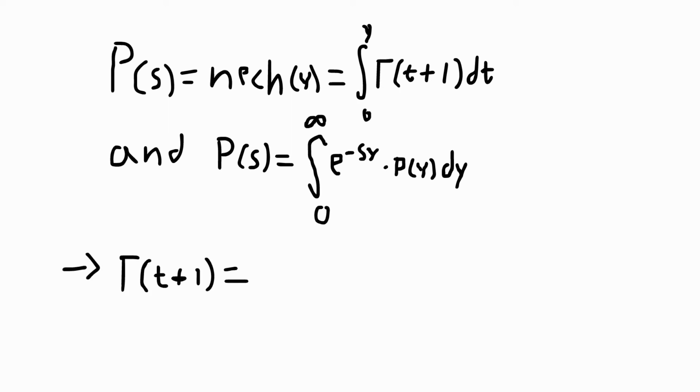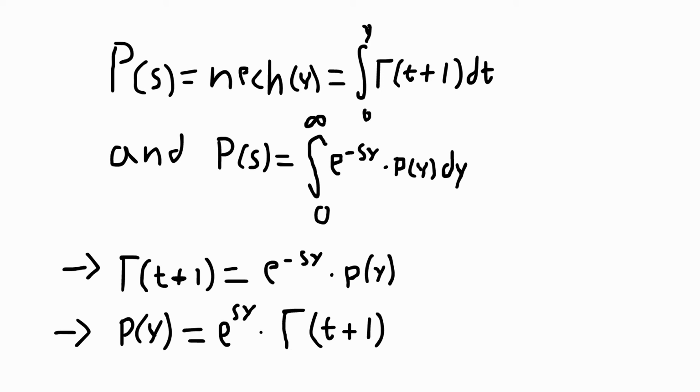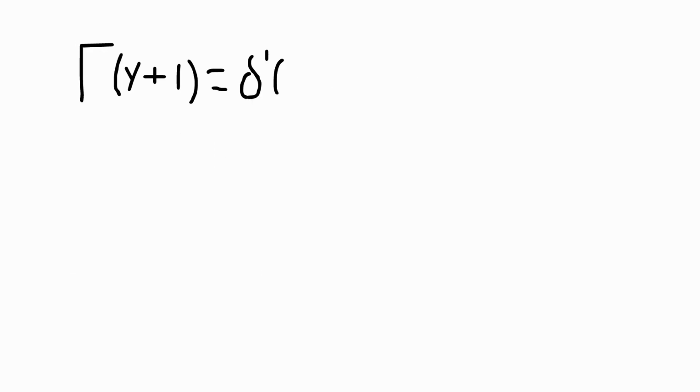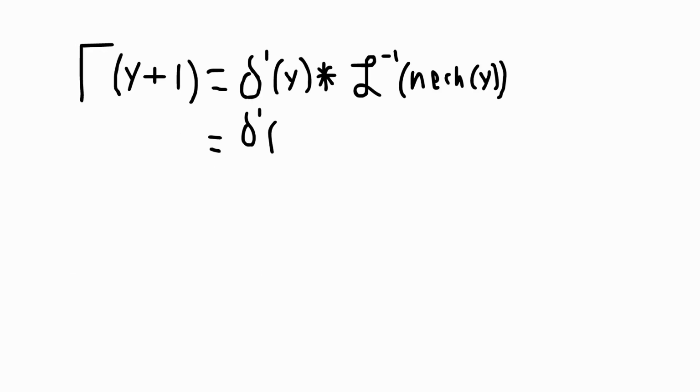Therefore, the gamma function of y plus 1 is equal to e to the negative sy times p of y. We can use this to show that p of y is equal to e to the sy times gamma of y plus 1, which is equal to the inverse Laplace transformation of Nech of y. Now we can plug this back into the formula for gamma of y plus 1 to find that gamma of y plus 1 is equal to the delta prime function of y convolute e to the sy times gamma of y plus 1.